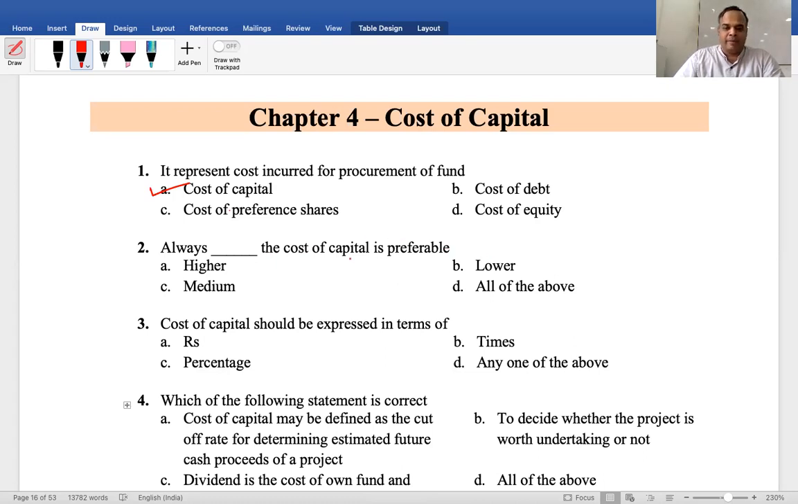Always dash the cost of capital is preferable: higher, lower, medium, all of the above. Lower than cost of capital. Cost should be minimum. Next, cost of capital should be expressed in terms of rupees, times, percentage, any one of the above. Percentage, you always have to express it in percentage.